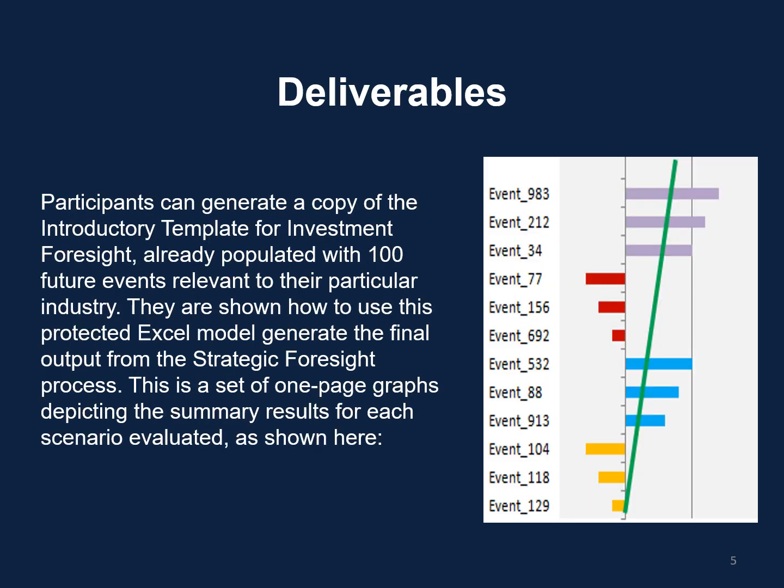Participants can generate a copy of the introductory template for Investment Foresight, already populated with 100 future events relevant to their particular industry. They are shown how to use this protected Excel model to generate the final output from the Investment Foresight process. This is a set of one-page graphs depicting the summary results of each scenario evaluated, as shown here.